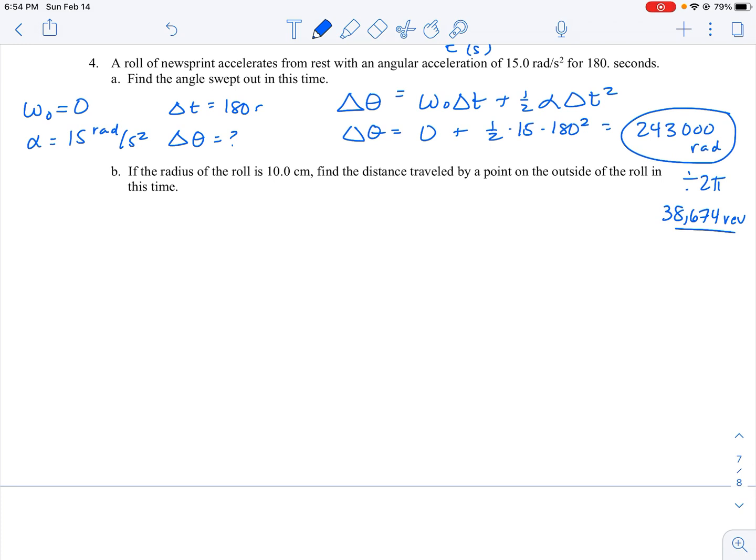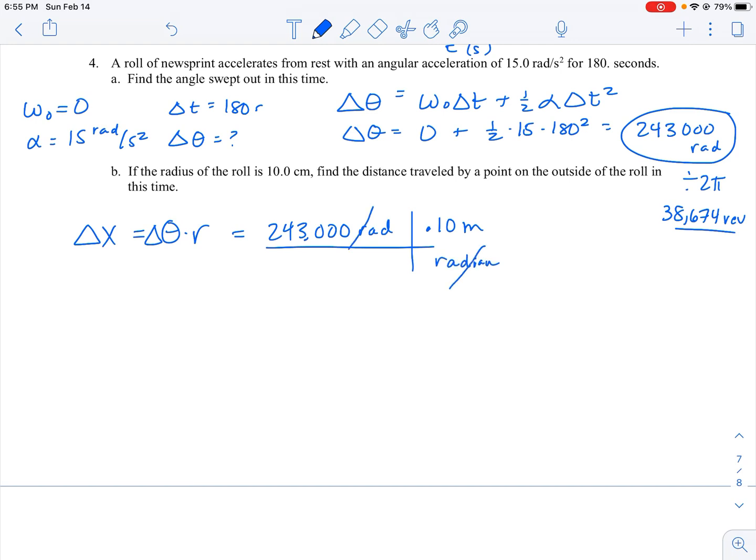If the radius of the roll is 10 centimeters, find the distance traveled by a point on the outside of the roll in this time. Okay, so what's cool about this is to find that distance, I'm going to take the change in angle times the radius. I already have the change in angle, 243,000 radians. And then remember that the radius is 10 centimeters or 0.10 meters per radian. So radians actually cancels and I get an answer in meters. And it'd be 24,300 meters.